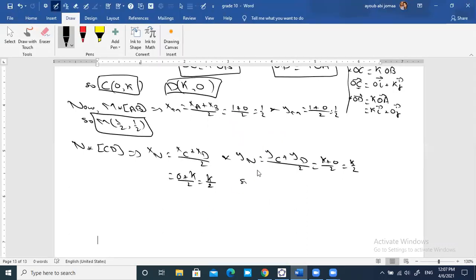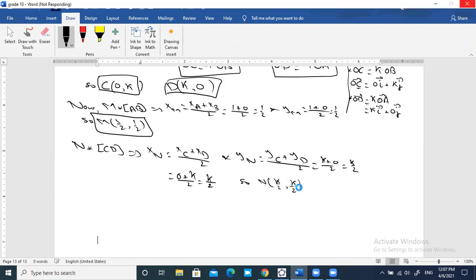Okay, so point n has coordinates k over 2, k over 2.